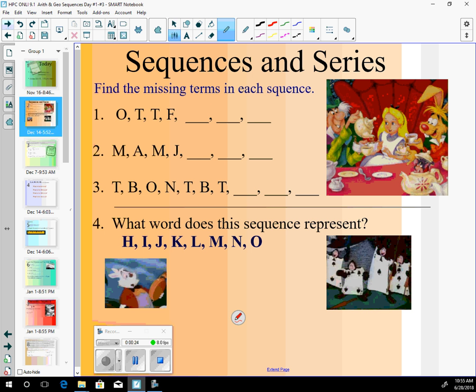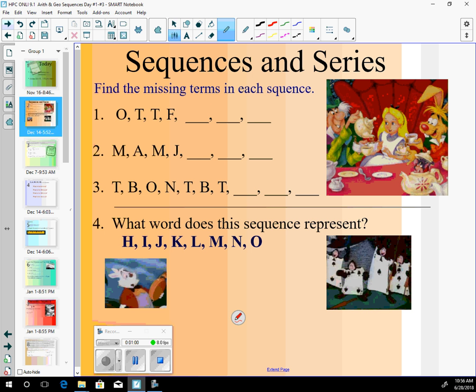But I'm going to start with a little puzzle, and you'll want to pause this and guess these on your own. The first one is you have a list of letters, and you're supposed to figure out what the next terms are. Now, a term is an item, and a sequence is a list. So we have a list, O, T, T, F, and then you're going to put the terms into each of these in the sequence. So what in the world could this be?